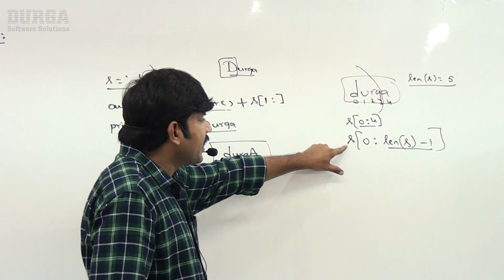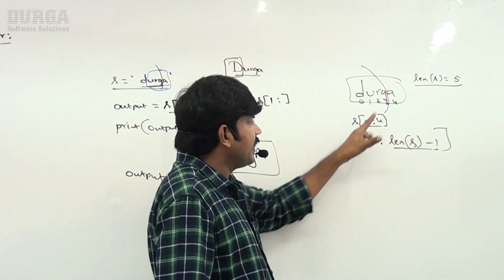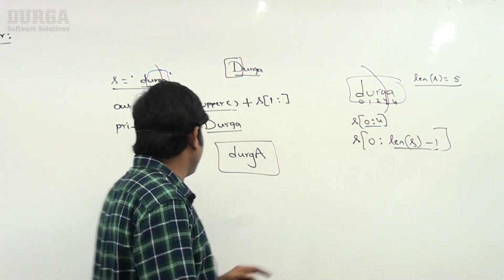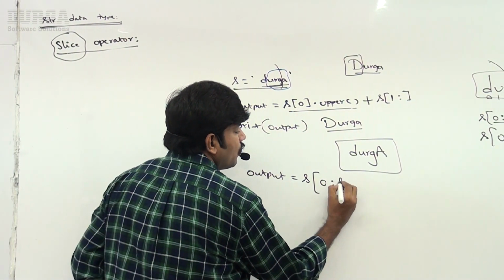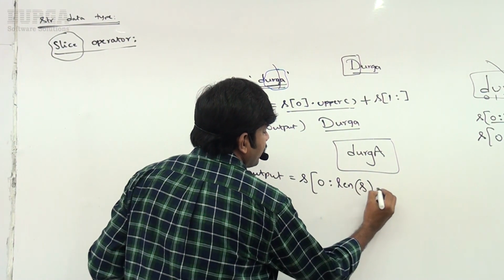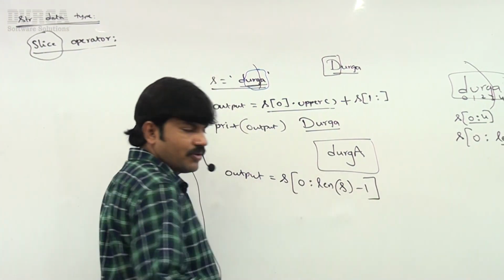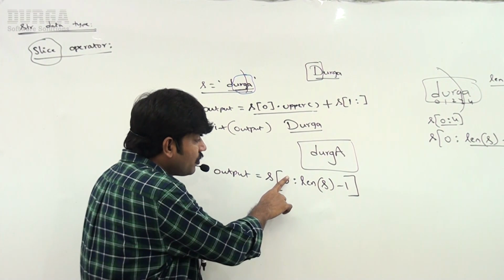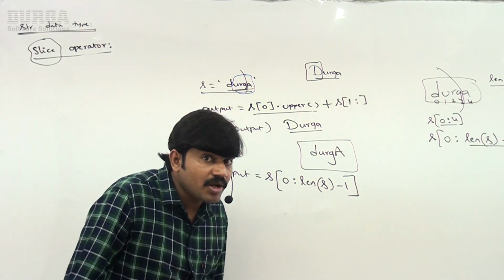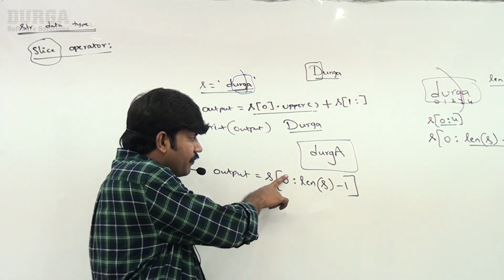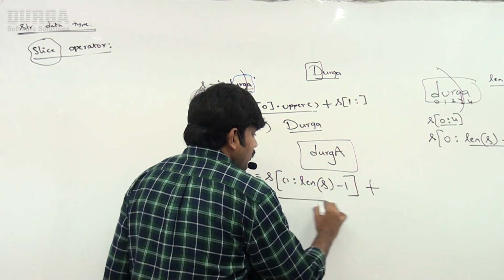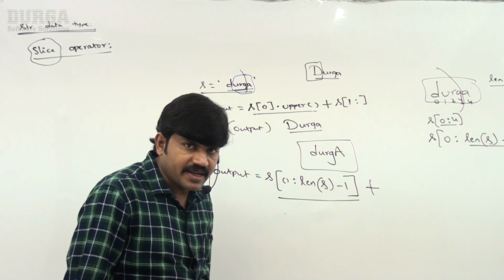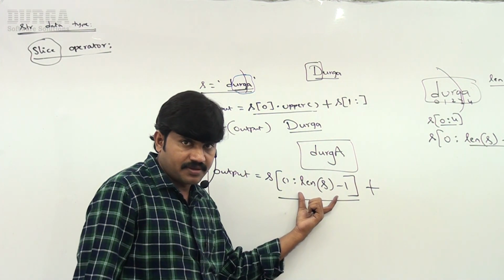So first, get the total string except the last character. So output is equal to s of 0 to length of s minus 1. Sir, can I remove this 0? Yes, because the default value for begin index is 0 only. If you want, you can remove it, no problem at all. Except the last character, we are getting everything.